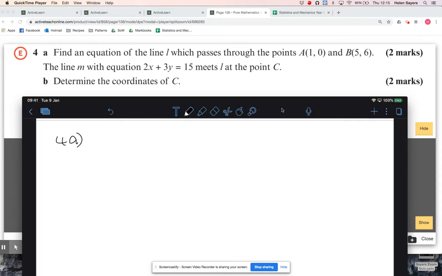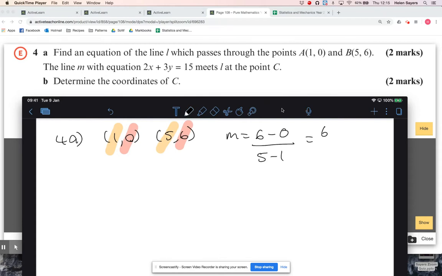Okay, 4a. So yeah, that's not a problem, is it? We've got 2 coordinates, (1, 0) and (5, 6), and we want the equation of the line that goes through those points. I think there are slight alternatives on this, but I'll just do the gradient. So the gradient is the change in y, 6 minus 0, over the change in x, 5 minus 1, so 6 over 4, or 3 over 2.